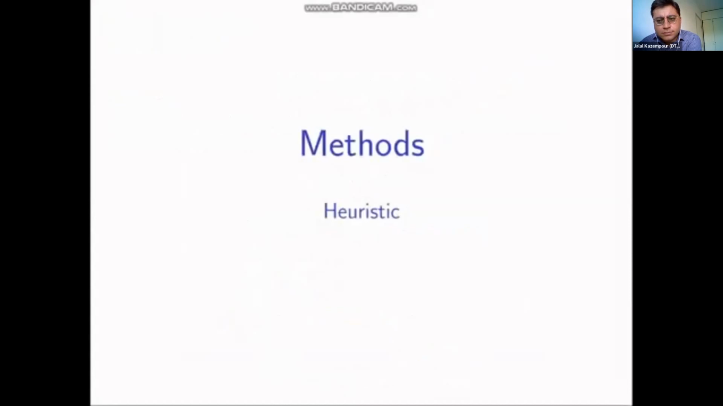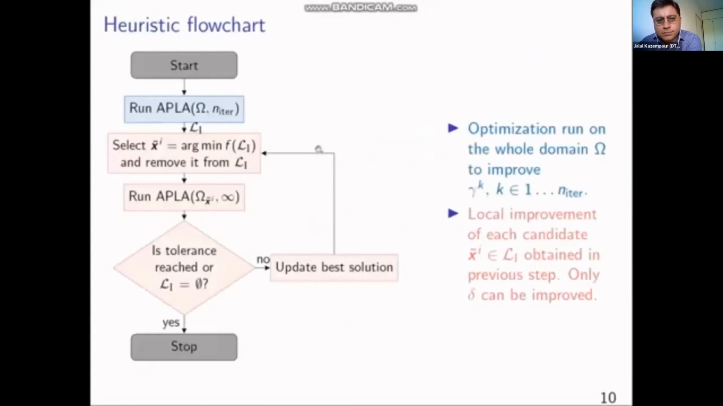So let's look at the heuristic. The heuristic works in the following way. First, we run the previous algorithm, called APLA, but with a limited number of iterations, typically 1 or 2. And we modify it such that it returns a list Li of the best incumbents that it finds.